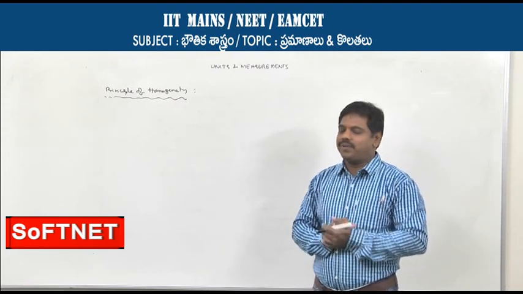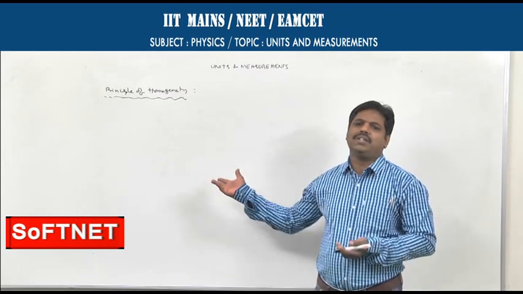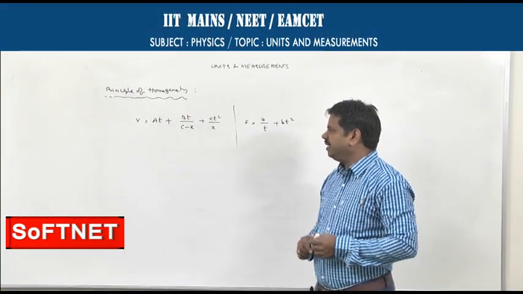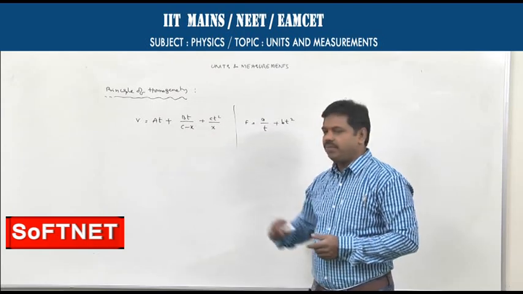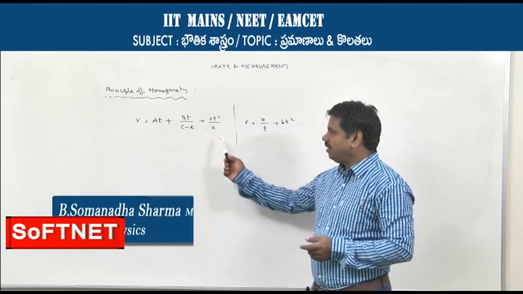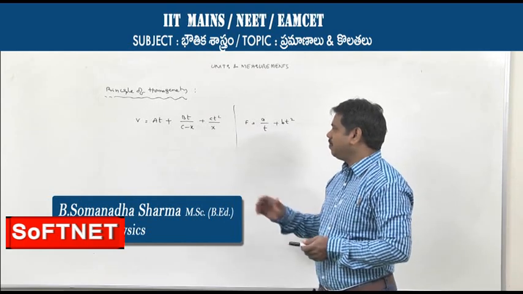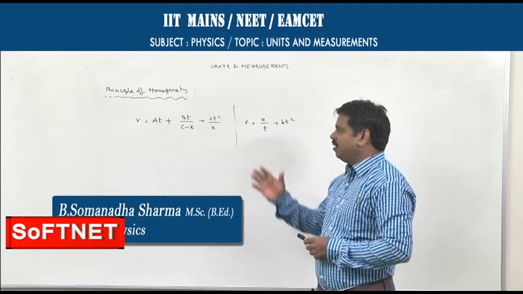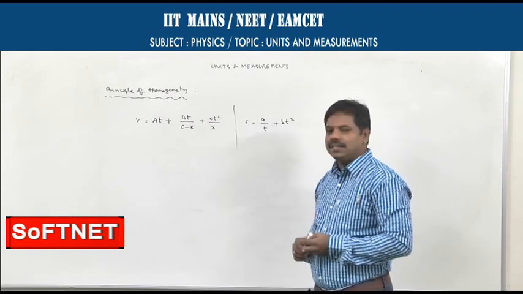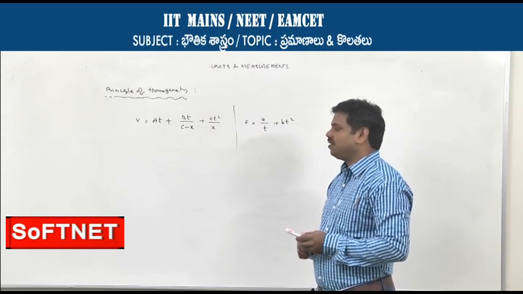Let us try to find out the dimensional formula of the different physical quantities and also constants which are involved in the different equations. Now, based on the principle of homogeneity, let us get the dimensional formula of the different constants involved in this equation. Here the equation is represented as v is equal to at plus bt by (c minus x) plus dt square by x. Here v is velocity, t is time, x is distance, and here a, b, c are constants.